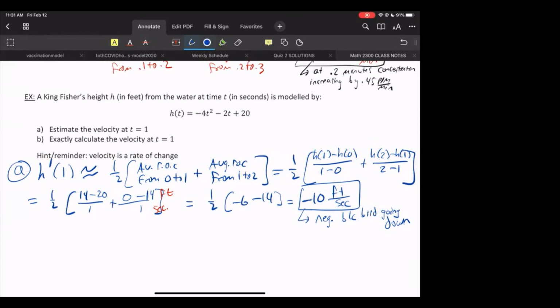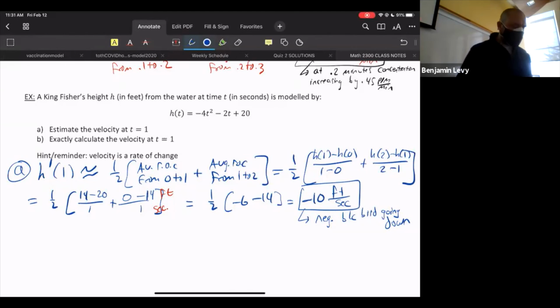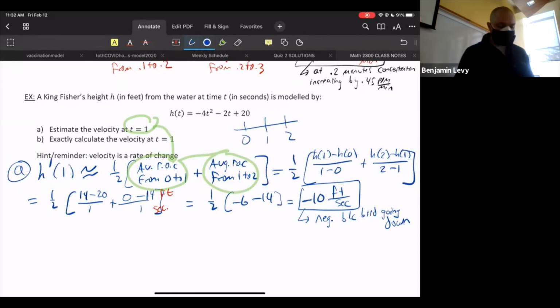Can you repeat that, please? Sure. So we were estimating the average velocity on this one. And so we were looking a little bit before the point we cared about and a little after the point we cared about. So we care about the point t equals 1. So that's why we looked at from 0 to 1 and then from 1 to 2, right? So if the point we care about is 1, we will look a little bit before it and a little bit after it. And so that's why we did 0 to 1, 1 to 2.